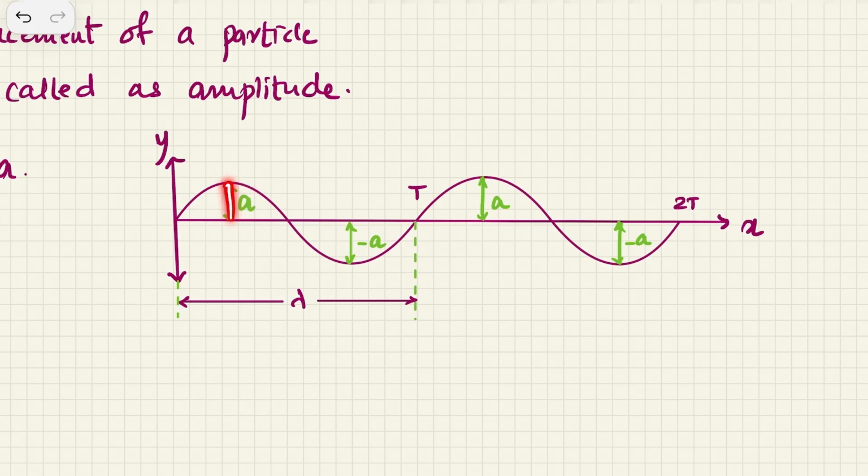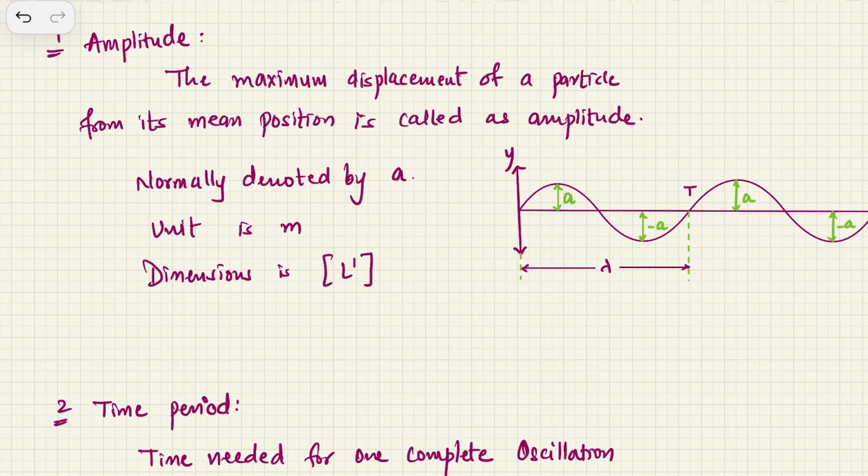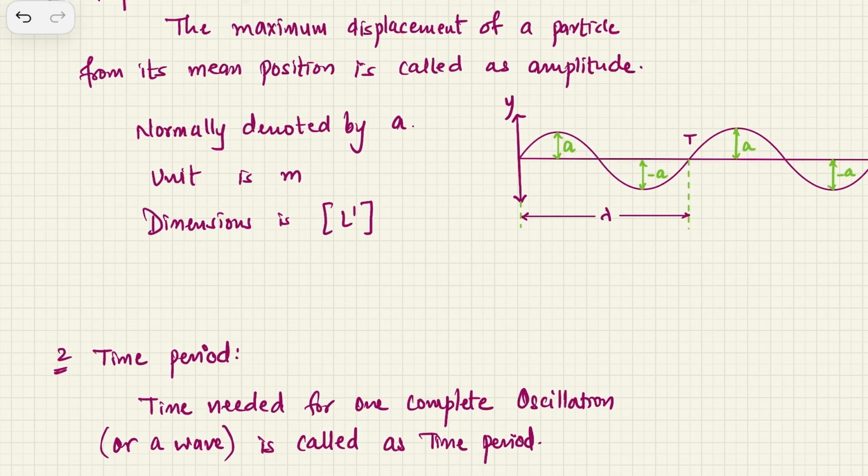So if it is above the x-axis, it is called plus A. If it is below the axis, it is called minus A. In case you haven't followed my oscillation series, I would request you to go ahead, and I have explained these things in pretty detail. So this is the first term which you should know when we are studying about waves.